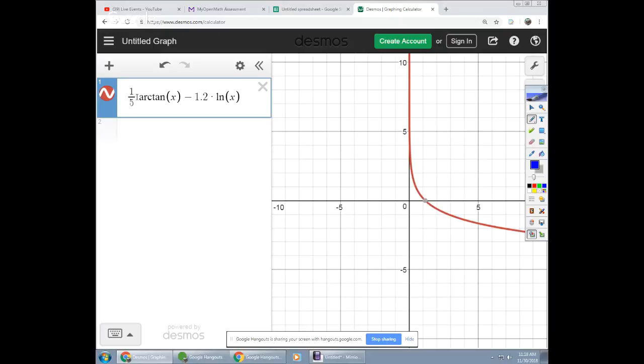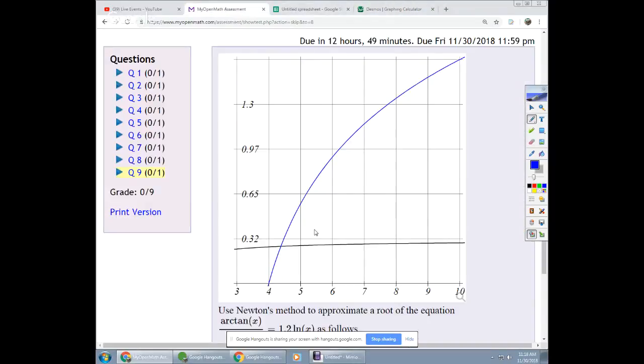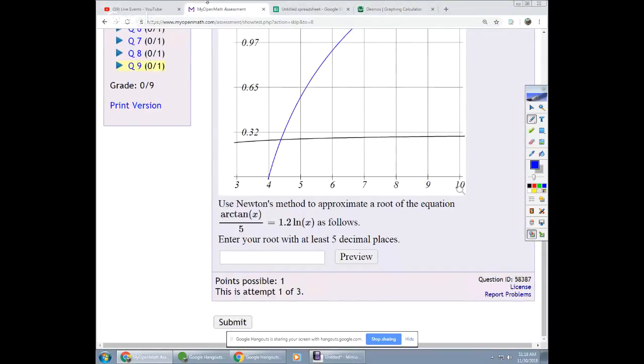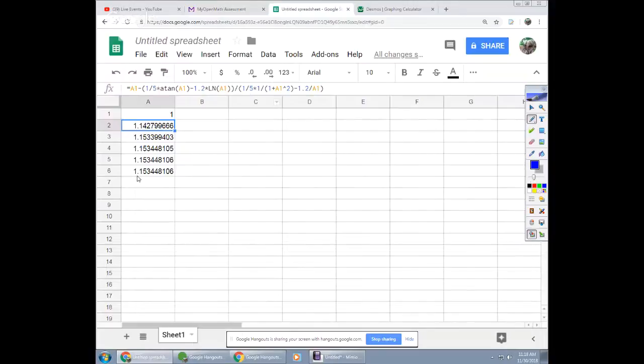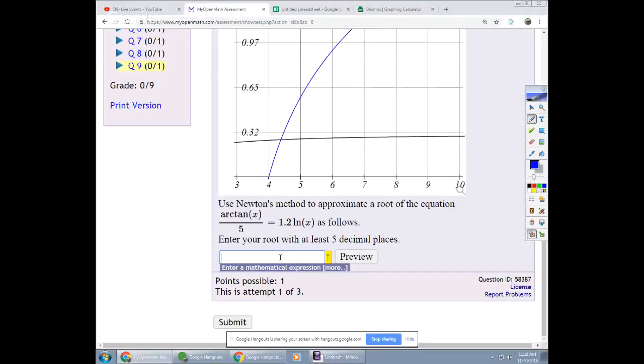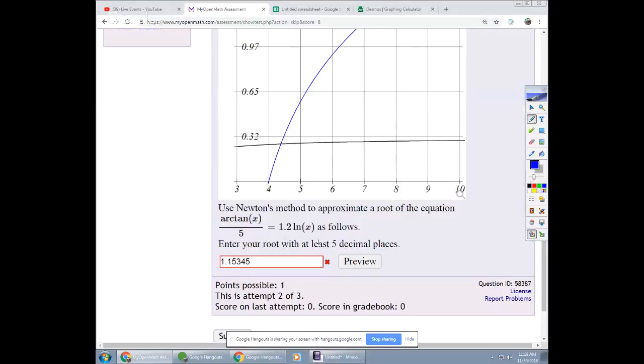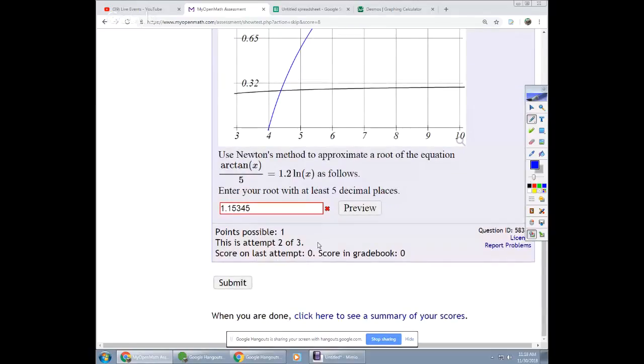Do you have the same constants as me? Oh, and it didn't like it? Oh, so the whole problem might be messed up? Okay, so let me do 5 decimal places. According to the spreadsheet, 1.15345. Submit. Damn. Okay. There's a problem with this question.